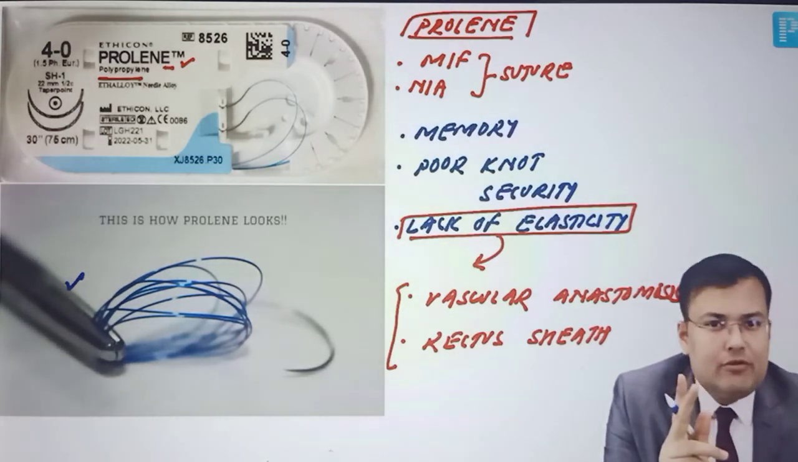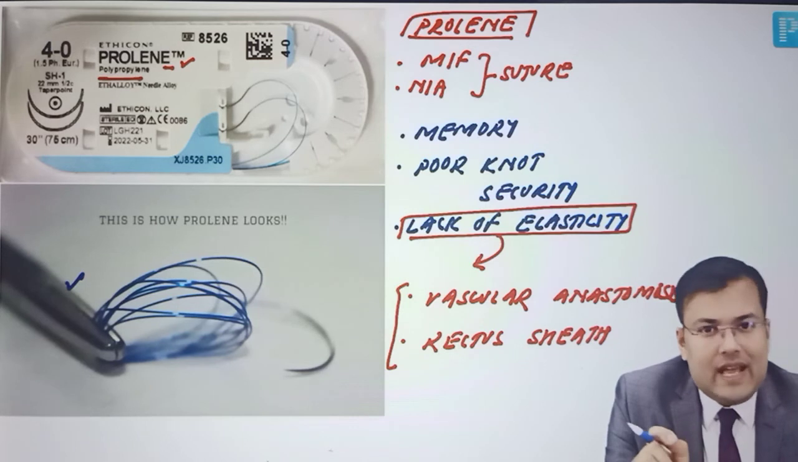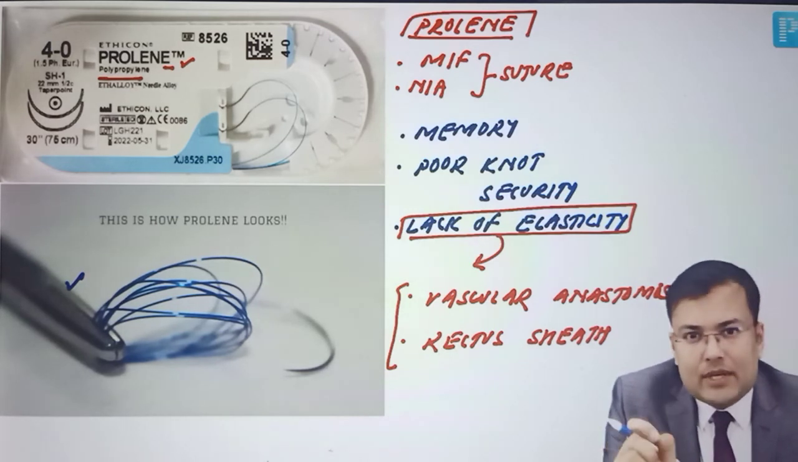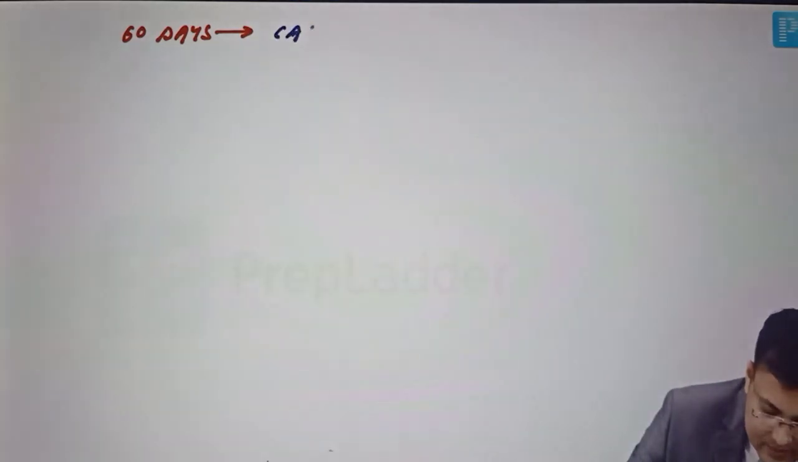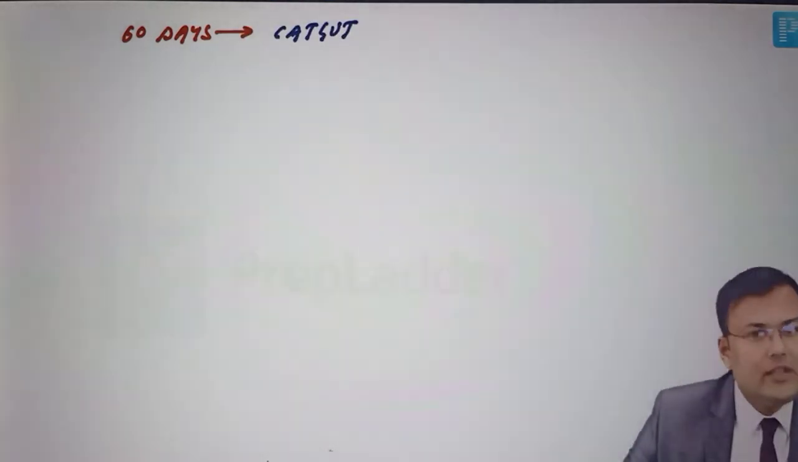Now two questions which are frequently asked: which suture is absorbed in how many days, and at this particular site and in this particular anastomosis which suture is used. So see the questions. First, sutures which are absorbed in 60 days. We discussed that suture is absorbed in 60 days. Yes, it's the catgut.